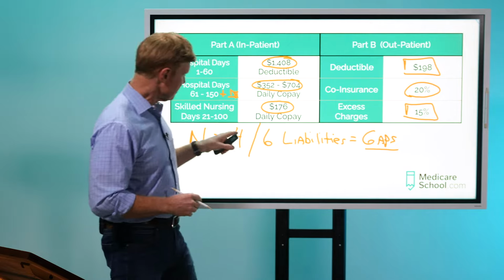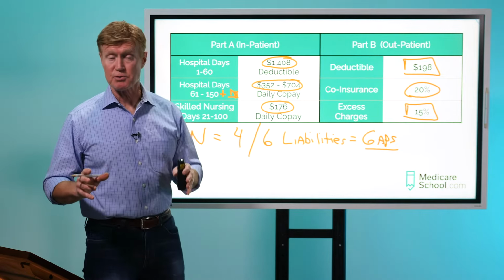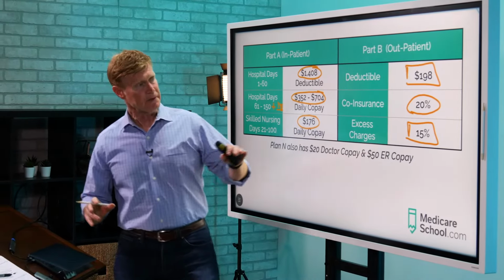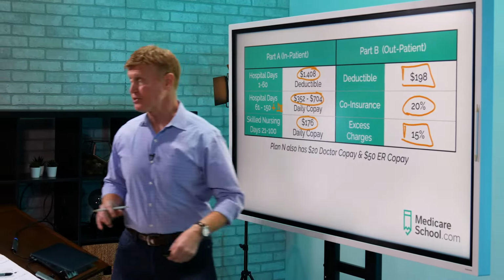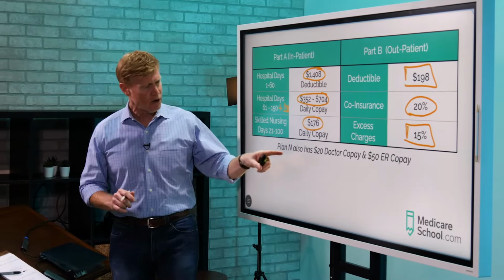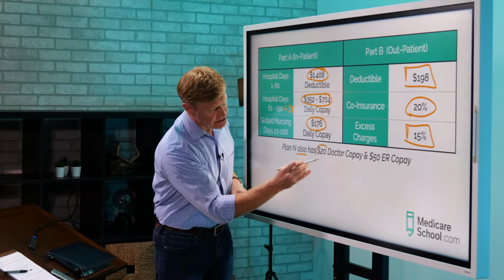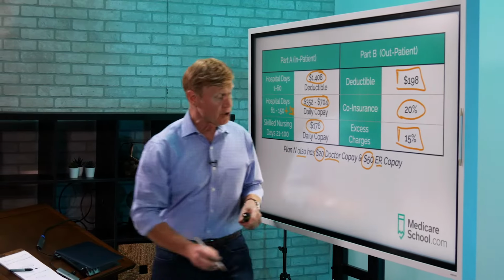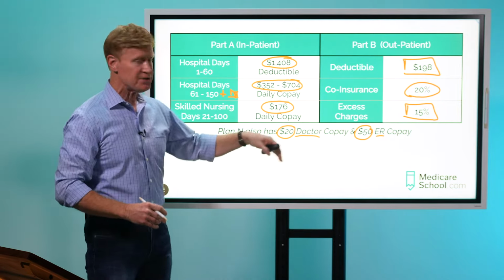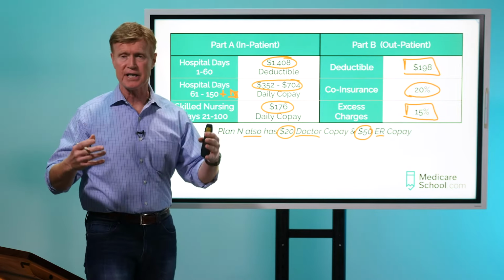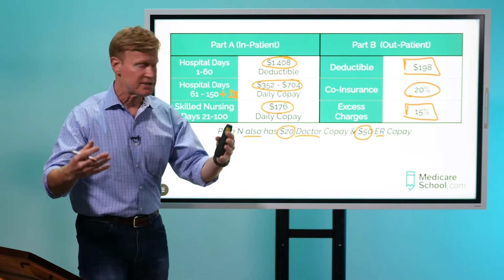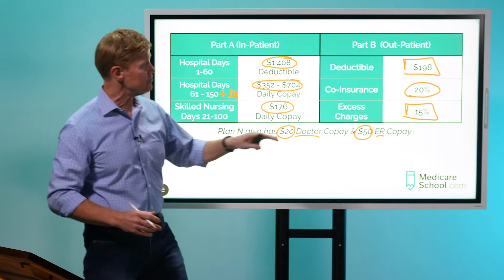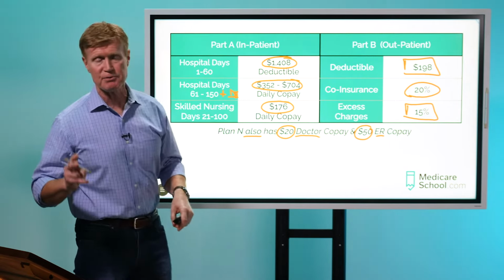So again, the N plan is going to pay 4 of the 6 gaps, where G is going to pay 5 of the 6 gaps. In addition to you being responsible for the B deductible as well as excess charges when they occur, N plan also, notice, has $20 doctor visit copays, as well as a $50 copay anytime you would go to the emergency room. And so any kind of physician you'd see, a primary care doctor, a specialist, if you went in for therapy, but every time you would see a doctor, you're going to be responsible for a $20 copay, and the ER, of course, $50. So that's in addition to you being responsible for those 2 gaps on the B side.